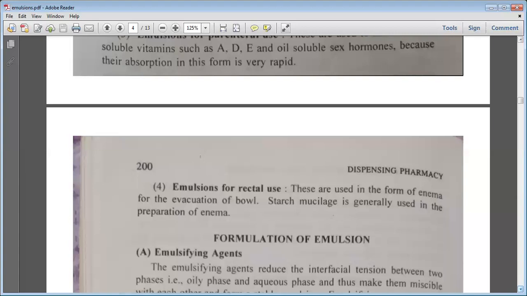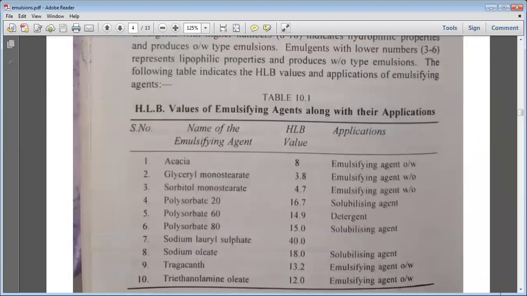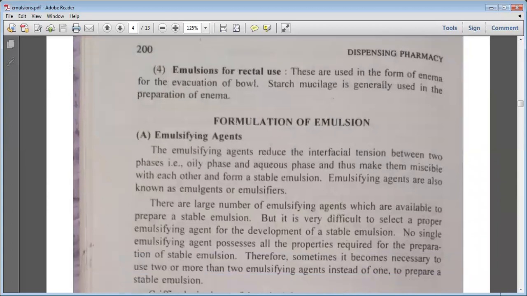Now if you see the formulation of emulsions, the emulsifying agents have to be selected. An emulsifying agent reduces the interfacial tension between the two phases, that is the oily phase and the aqueous phase. As I told you, emulsions are biphasic liquids containing oil and water. For example, in an oil by water emulsion, the oil floats on the surface of water because of the difference in densities between oil and water. Therefore, an interfacial tension exists between the oily phase and the aqueous phase.